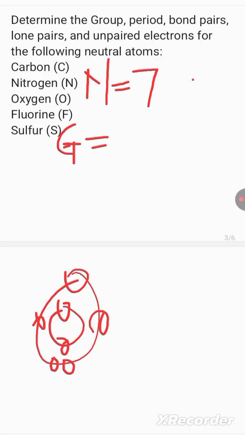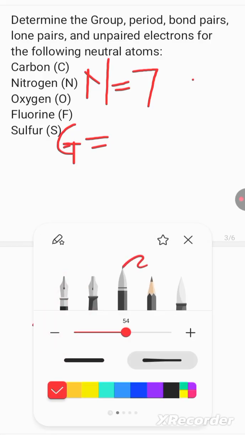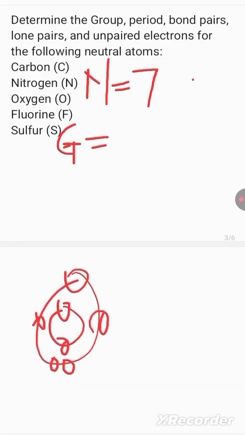1, 2, 3, 4, 5. So we have 5 electrons in the outermost shell. So it means it belongs to group 5.